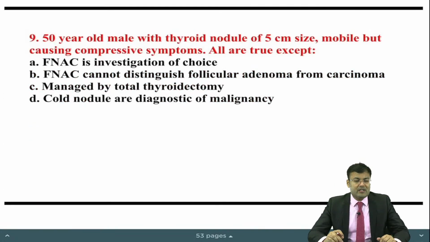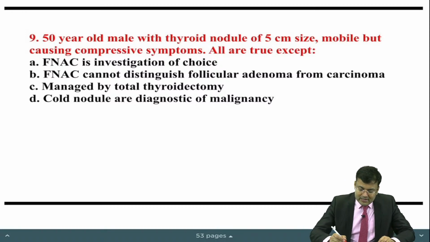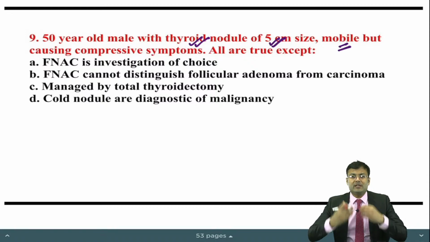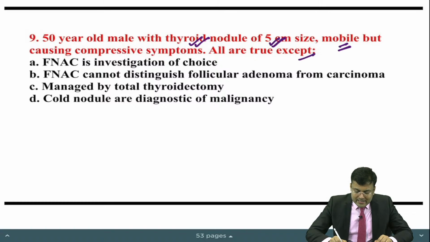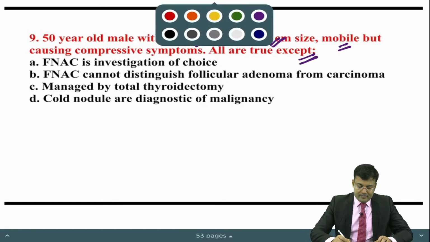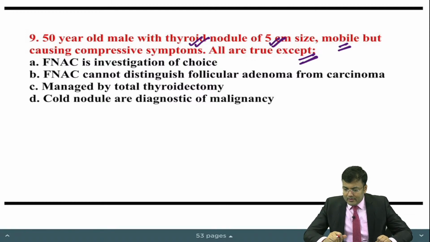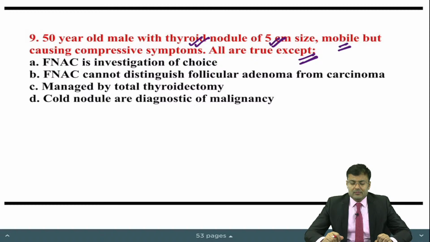Now see question number 9. Easy question, you tell me what's the correct answer. A 50 years old male presented to you with a thyroid nodule of 5 centimeter. Thyroid nodule 5 centimeter in size, it's mobile but causing compressive symptoms. All are true except. I am waiting for the answer. Tell me what is the correct answer. Read the question and tell me the correct answer.